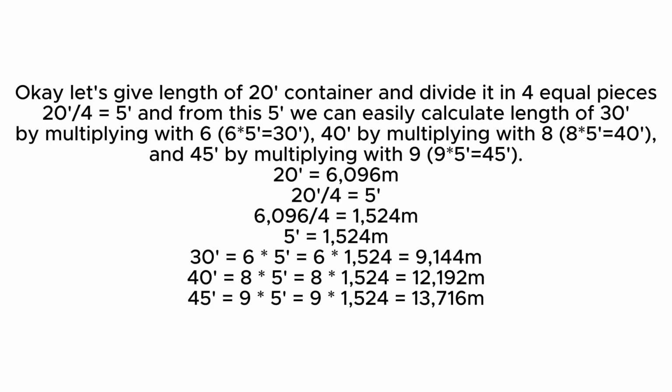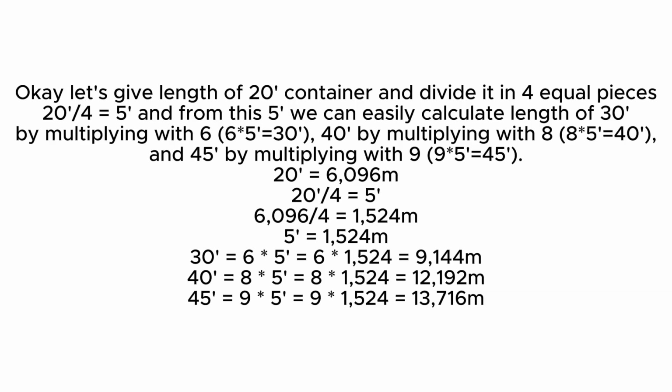Okay, let's give length of 20-foot container and divide it in 4 equal pieces. So each piece will be 5 feet. And then from this 5 feet we can easily calculate length of 30 foot by multiplying with 6. 6 times 5 feet is 30 feet. 40 feet by multiplying with 8. 8 times 5 feet is 40 feet. And 45 feet by multiplying with 9. 9 times 5 feet is 45 feet.